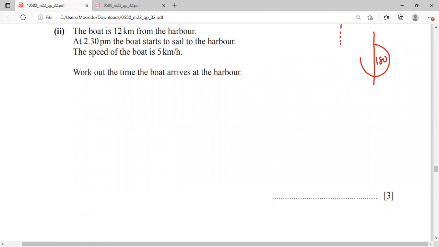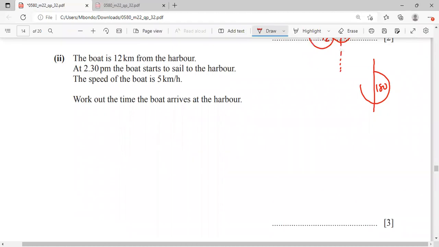Okay. A boat is 12 kilometers from the harbor. At 2:30 p.m., the boat starts to sail to the harbor. The speed of the boat is 5 kilometers per hour. Work out the time the boat arrives at the harbor.